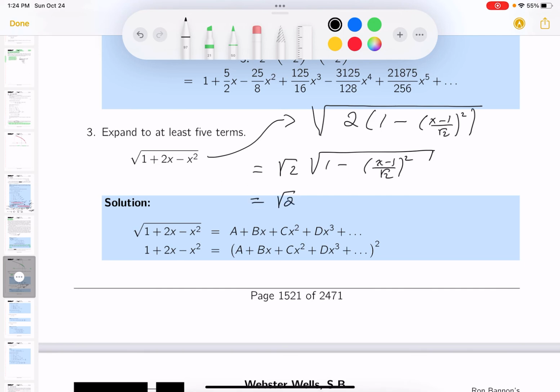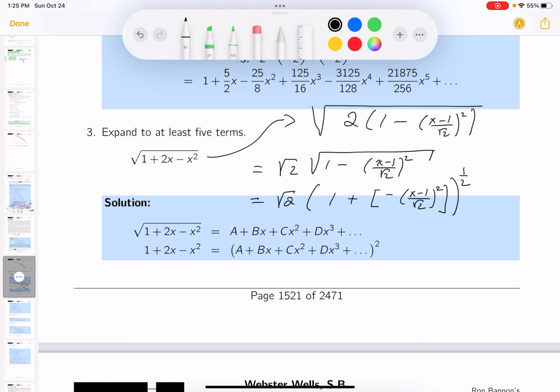Root 2, I'm writing this as a power now. 1 plus, I'm going to put this in a square bracket, minus, and yeah, a lot of students, it just overwhelms them. They don't want to do that. And what power is that? 1/2 power. And you can just provide an expansion on that if you want, all right?